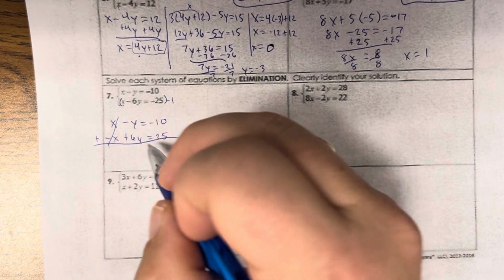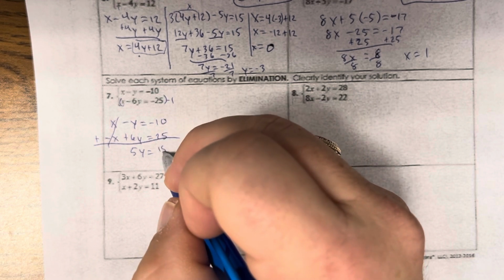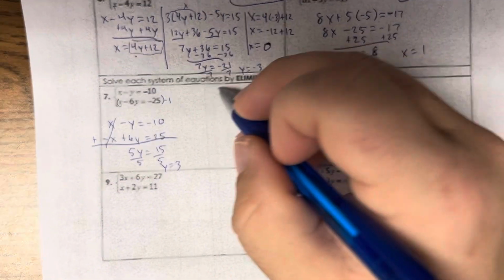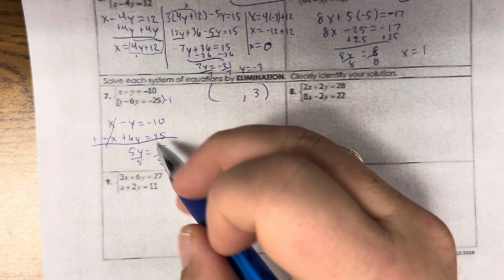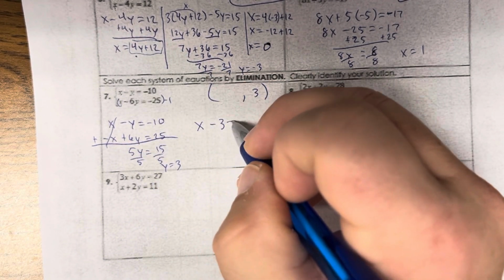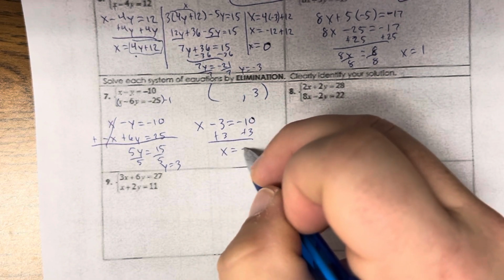So the x's are gone. That becomes 5y, and 25 minus 10 is 15. So y is equal to 3 by dividing by 5. Then we'll take that 3, it doesn't matter which one. I'm going to do the top equation. x minus 3 equals negative 10. We'll add 3 over, and so x equals negative 7.